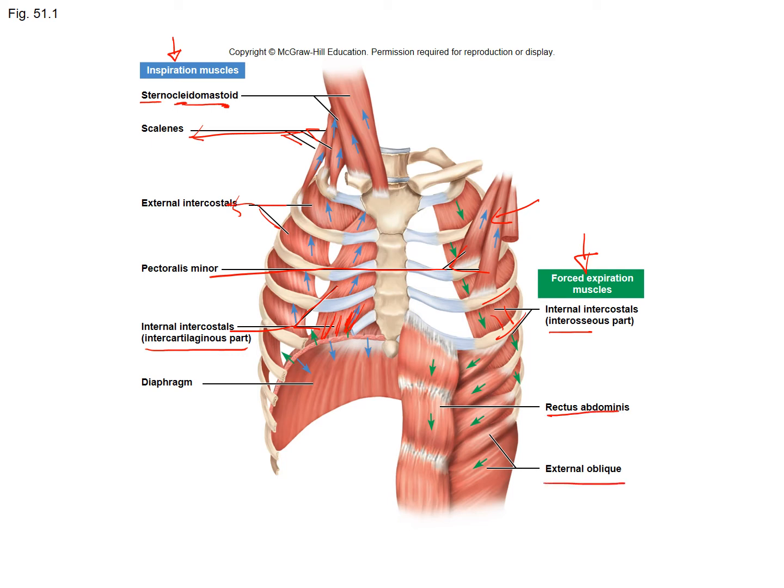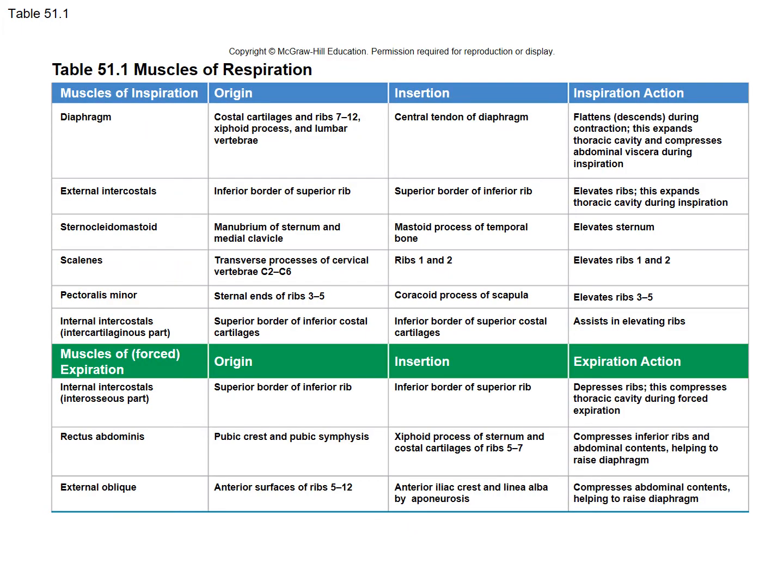This is just to show you the inspiration muscles and the forced expiration muscles, with origin and insertion. Of course, the diaphragm is very important in respiration as well. External intercostalis, sternocleidomastoid, the scalenus and pectoralis minor, and the internal intercostalis, the intercartilaginous part, are the muscles of inspiration. Muscles of forced expiration will be the internal intercostalis, but the interosseous part, the part attached to the bone, and the rectus abdominis and external oblique.